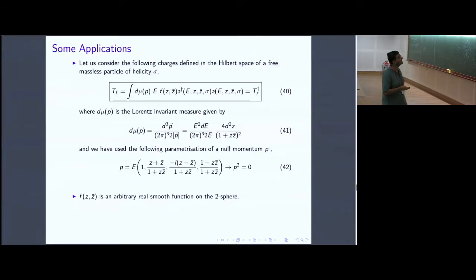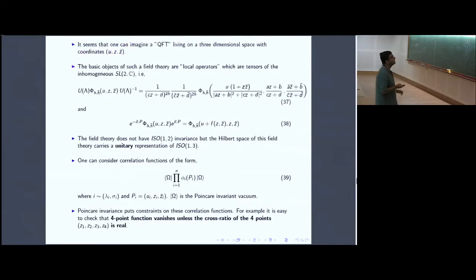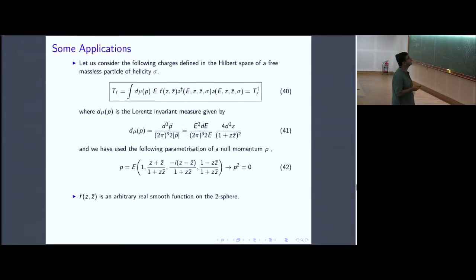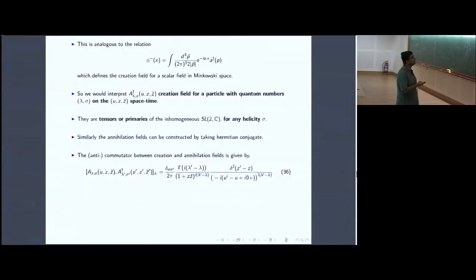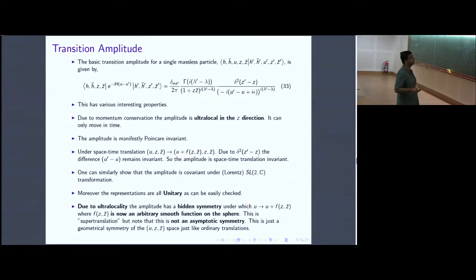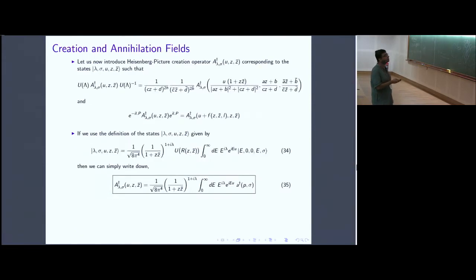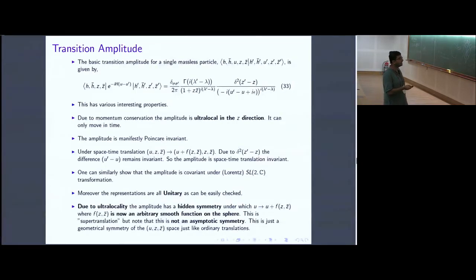Okay, so probably this is the thing which I wanted to show: this is not about these things, but you can just construct these charges. If you have these free particles, you can construct... sorry. So let's see some applications of this. What we saw in the last slide was that there was some kind of a symmetry: if you have this single massless particle, then this transition amplitude is invariant under u going to u plus f(z, z bar). And because of this delta function, you could take f to be any function on the sphere.